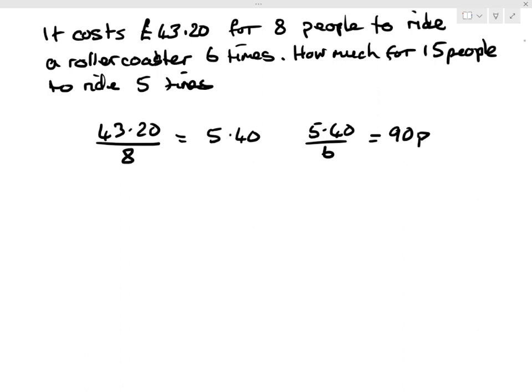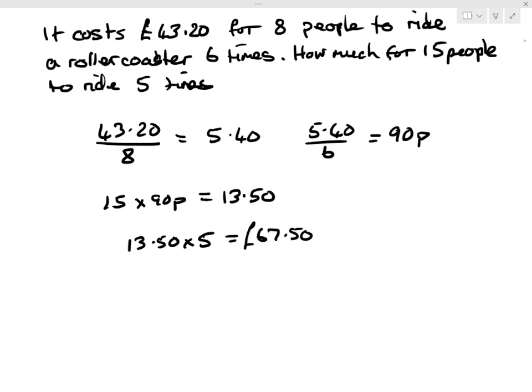90p. So that's 90p for one person to ride one time. Now you need to have 15 people times 90p, which is £13.50 for 15 people to ride once, and then £13.50 times 5 is £67.50 for 15 people to ride 5 times. Yeah, that's fine.